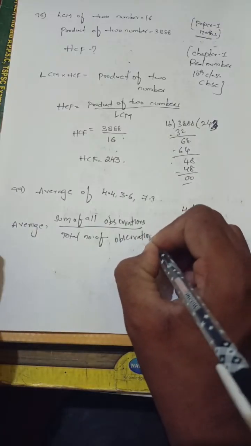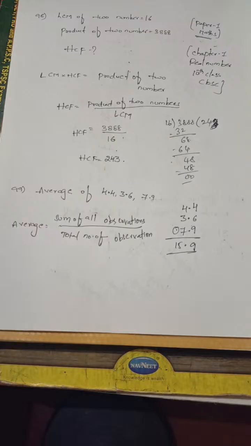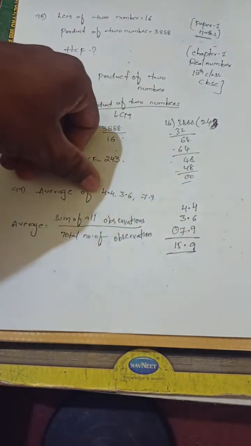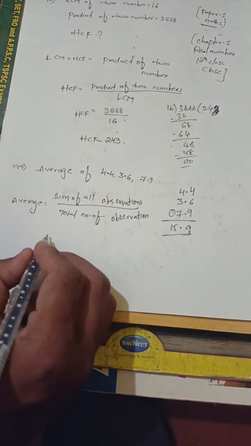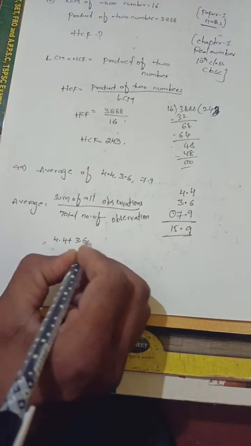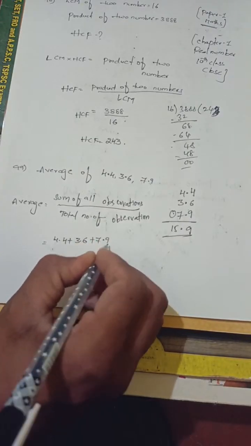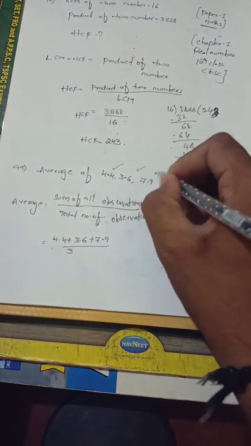So we can write both formulas. You can write average is equal to the sum of all values divided by the total number of values. Sum means we have to add these three values. So what are the three values? They are 4.4 plus 3.6 plus 7.9, divided by 3. Why? Because we have exactly 1, 2, 3 values.